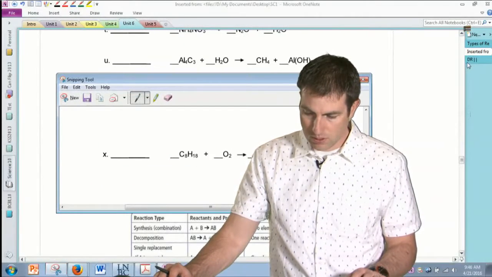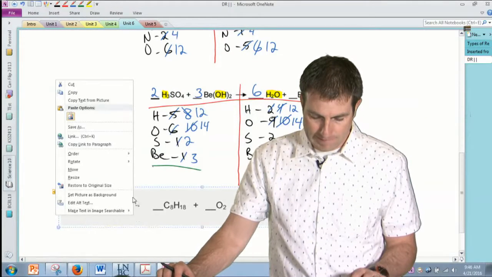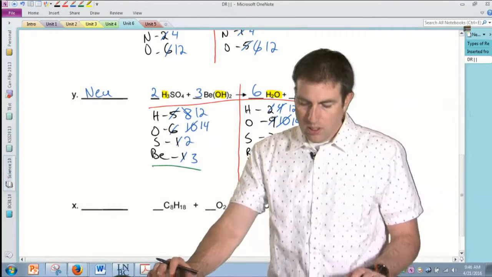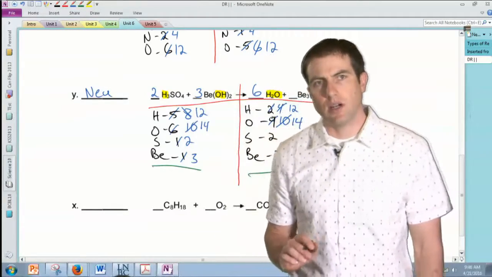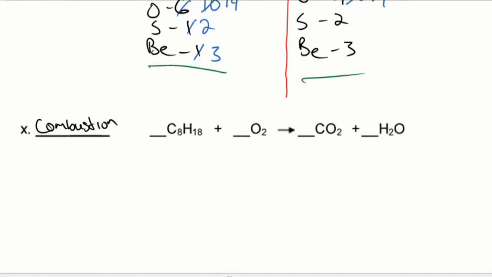All right, X. So immediately I see my products are CO2 and H2O, and the only time we end up with products that are CO2 and H2O is if we have a combustion reaction. So this is pretty easy to identify. And I also see that I have oxygen as a reactant. So it's important to be able to identify that.